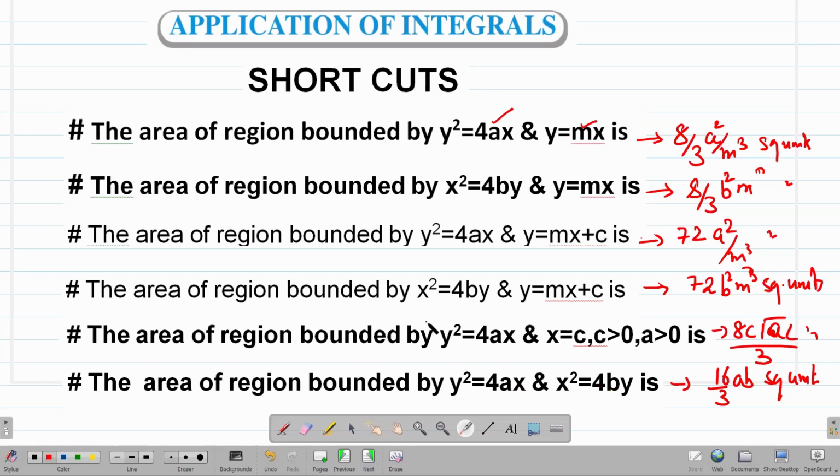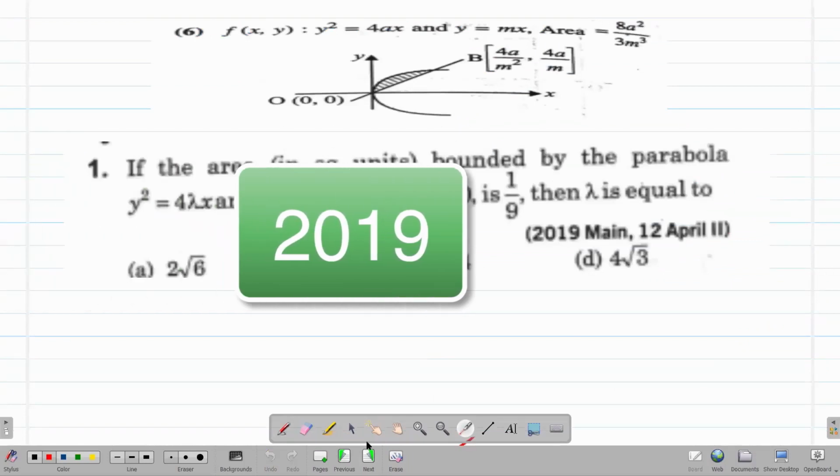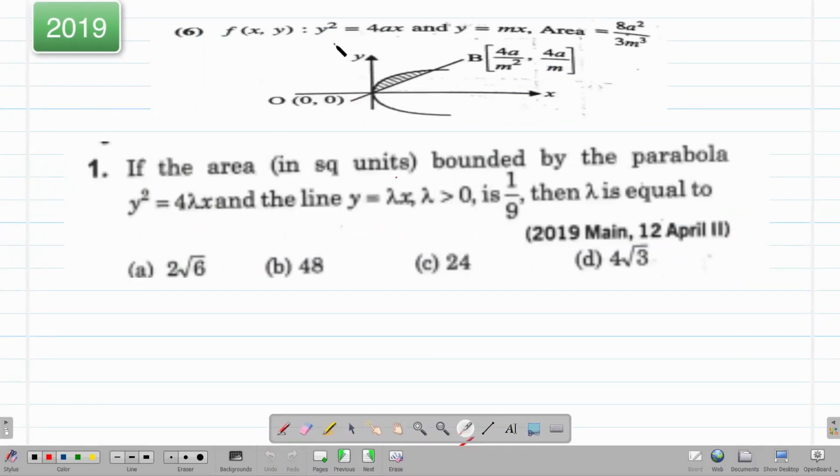Now here are the applications. As we can see, y square is equal to 4ax type parabola is this type of parabola passing through the origin, and y is equal to mx is a line which passes through the origin. So this is the diagram of y is equal to mx, and this is the y square is equal to 4ax parabola. Again here we apply the shortcut, that is 8 by 3 a square by m cube.